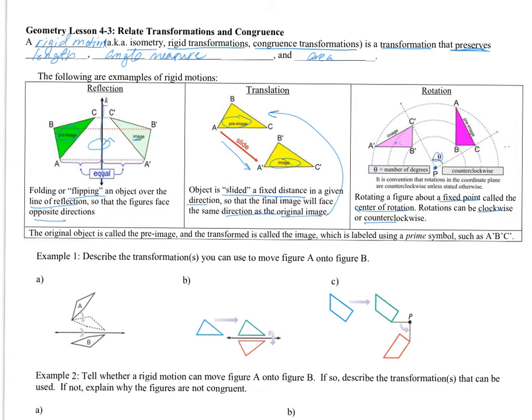I want to say that for all 3 types of rigid motions, the original object is called the pre-image, and the transformed object is called the image. The transformed image is labeled using a prime symbol: A prime, B prime, C prime.